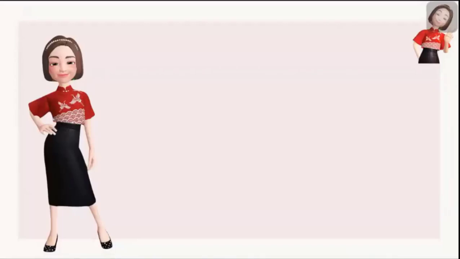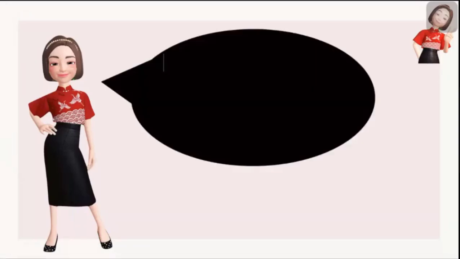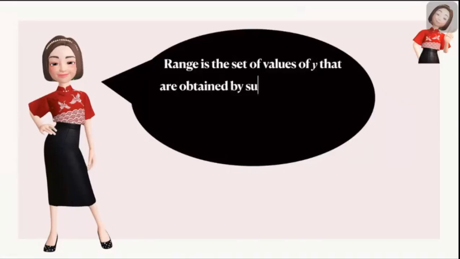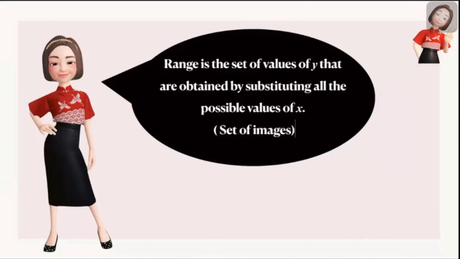Okay, I switched on my laptop already. That's why I had to turn off the sound there. So range is the set of values of y that are obtained by substituting all the possible values of x, meaning the set of images. When there's an object and there's an image, then we consider the range of the function. If there's an object without an image, ada object tak ada image, maknanya dia tidak boleh dikira sebagai julat. Range is julat in BM.